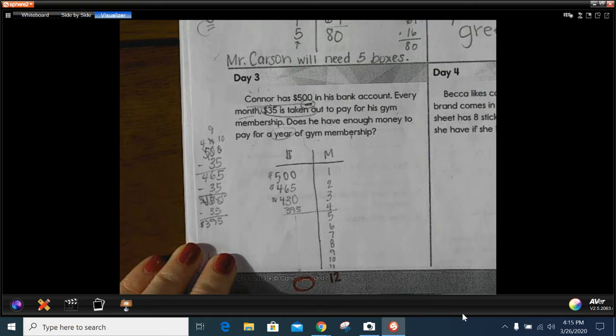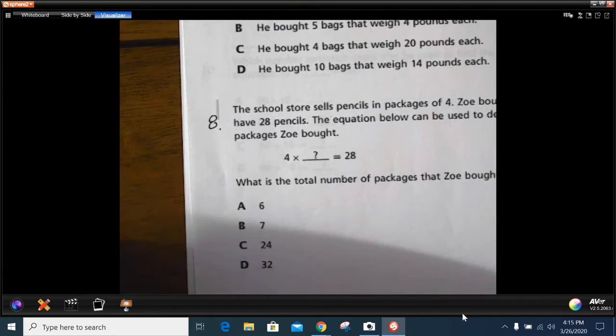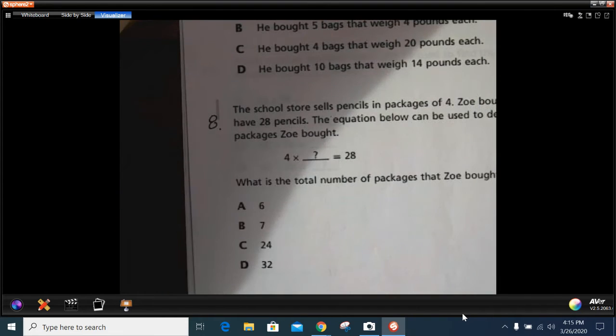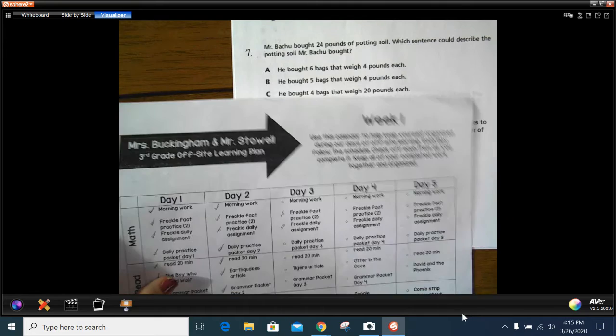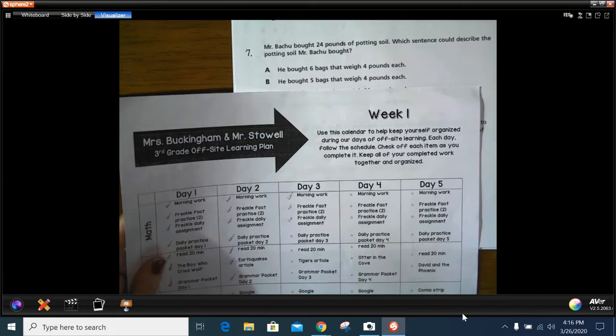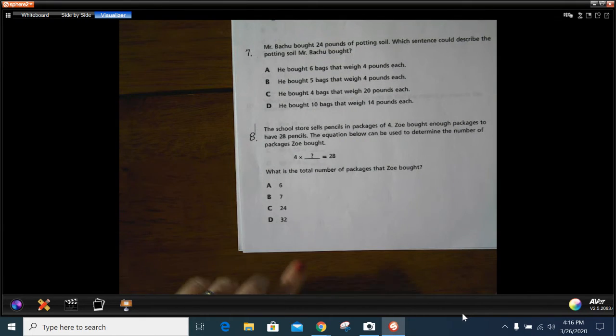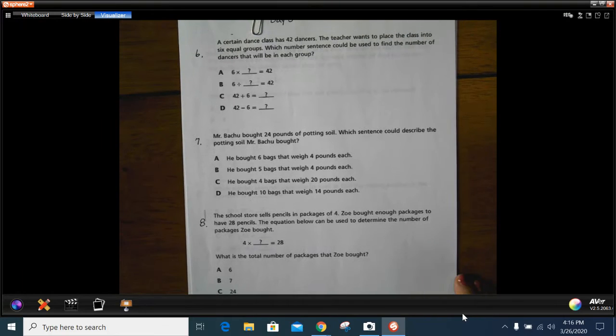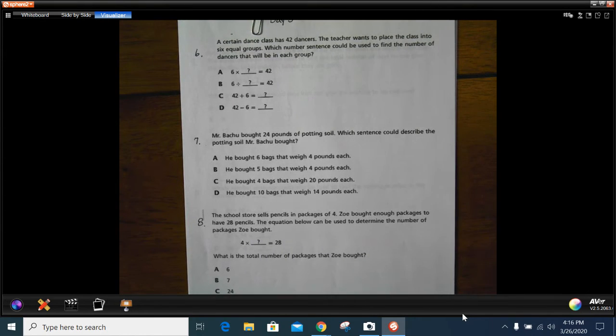If I would have done every single step, that probably would have been a long video of silence. So let's flip on over to our word problems in our daily practice packet. More importantly, let's check that off there. Okay, here we go. All right, I'm going to try to go pretty quickly through this, guys, so you don't have to sit for too long and listen to it.